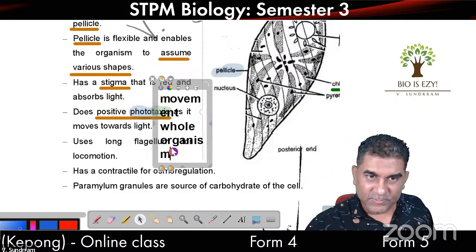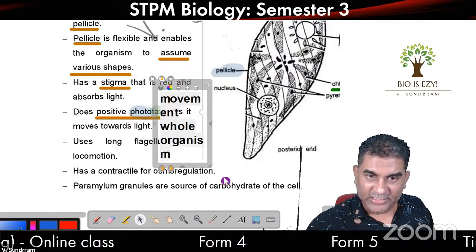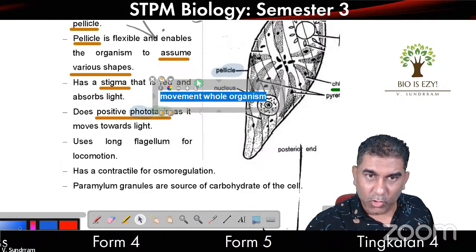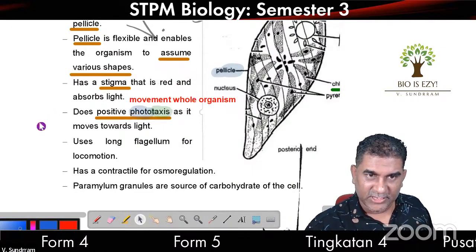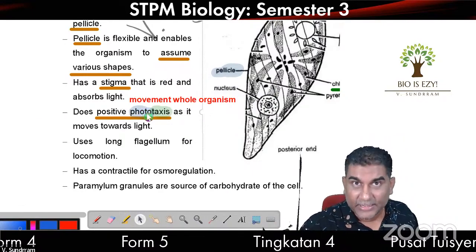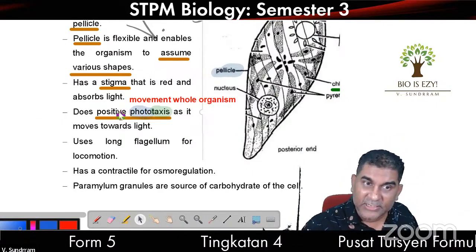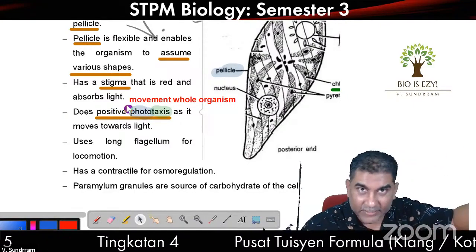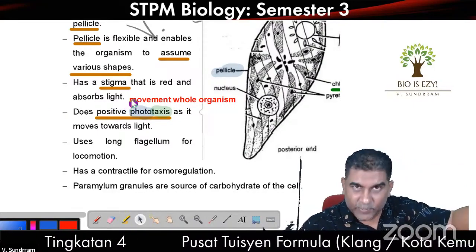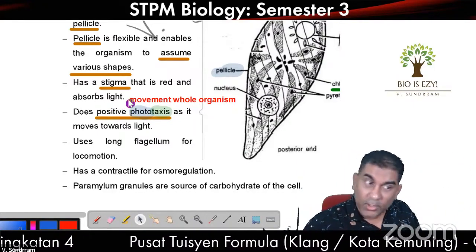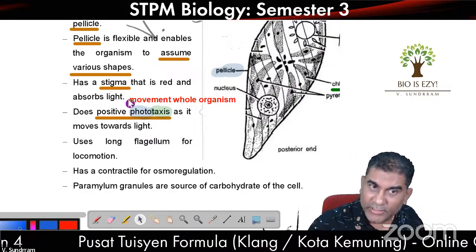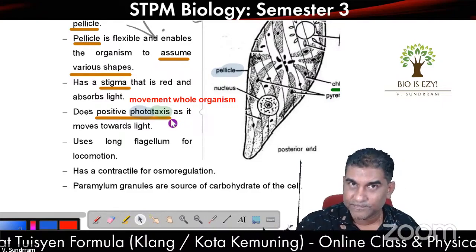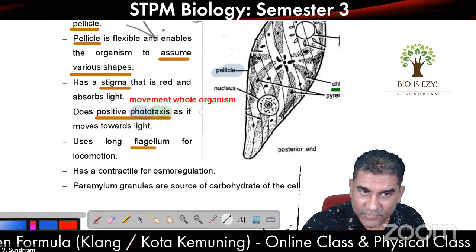So the word taxis means movement of the whole organism. So the whole organism will move. In this case, they move towards photo. Photo means light. Because they're moving towards the light, it is positive. If they move away, negative. They move towards light. Because towards is positive, because light is photo, and because the whole organism moves, it's taxis. Phototaxis. Positive phototaxis. They have flagellum for movement.